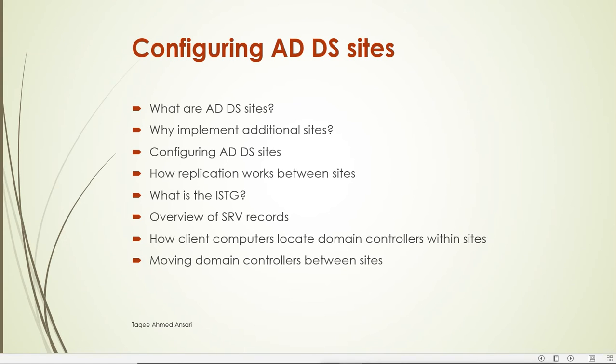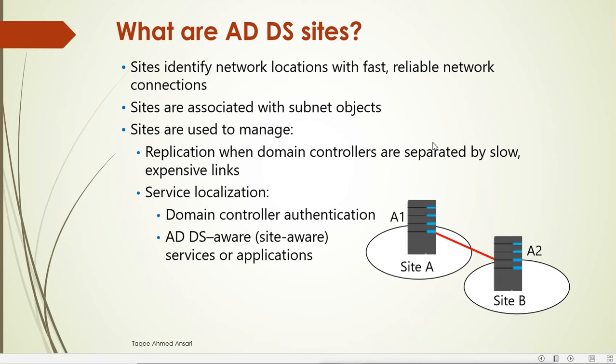Now configuring Active Directory Domain Services sites. First, what are the AD DS sites? These sites identify the network location with fast, reliable network connections. And sites are associated with subnet objects. Sites are used to manage replication when domain controllers are separated by slow, expensive links. Services localization, that means domain controller authentication, and AD DS aware, that means site aware services or applications.